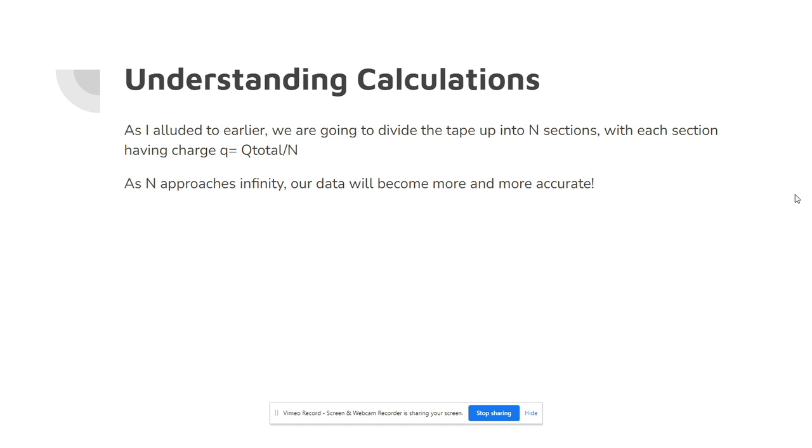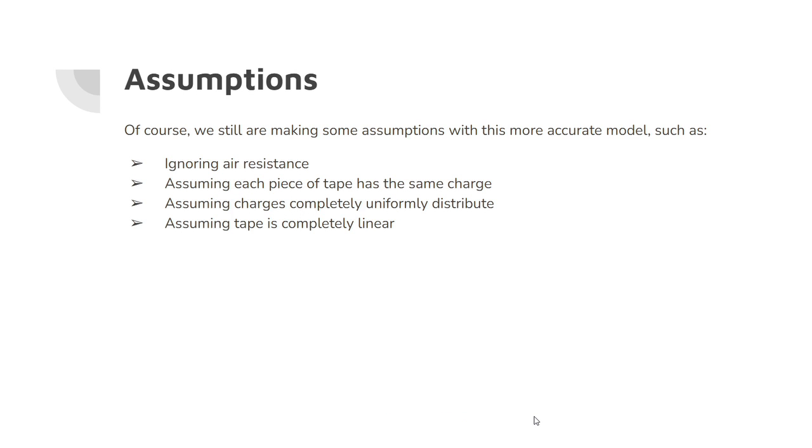So, as I alluded to earlier, we can divide the tape up into n sections, and each section would have a charge q, which would be equal to the total charge divided by n. And as n approaches infinity, our data will become more and more accurate. I'll touch upon that closer to the conclusion.